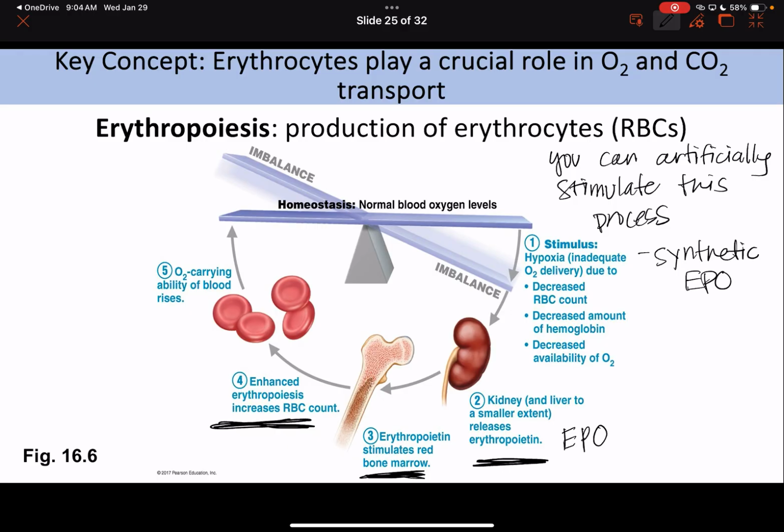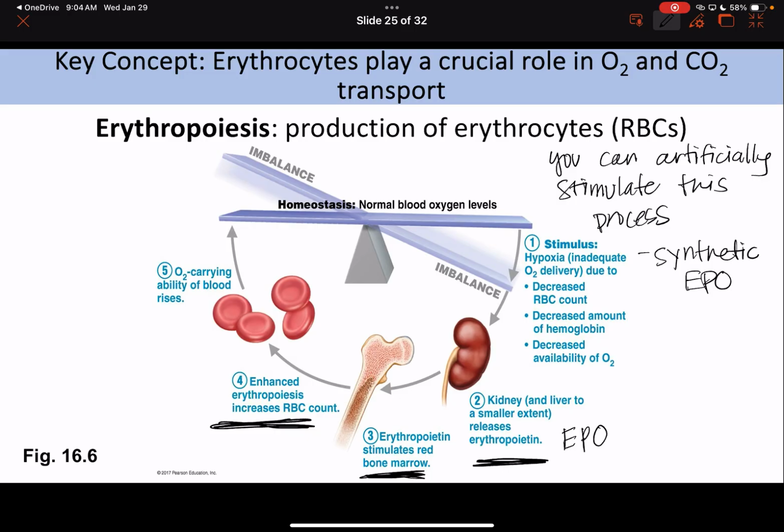And that's often given as a form of treatment for people with kidney disease. So if you have kidney or renal disease and you're not making enough EPO, which means that you're not making enough red blood cells to carry oxygen, you may be given an injection of EPO to try to stimulate your red bone marrow to make more red blood cells.